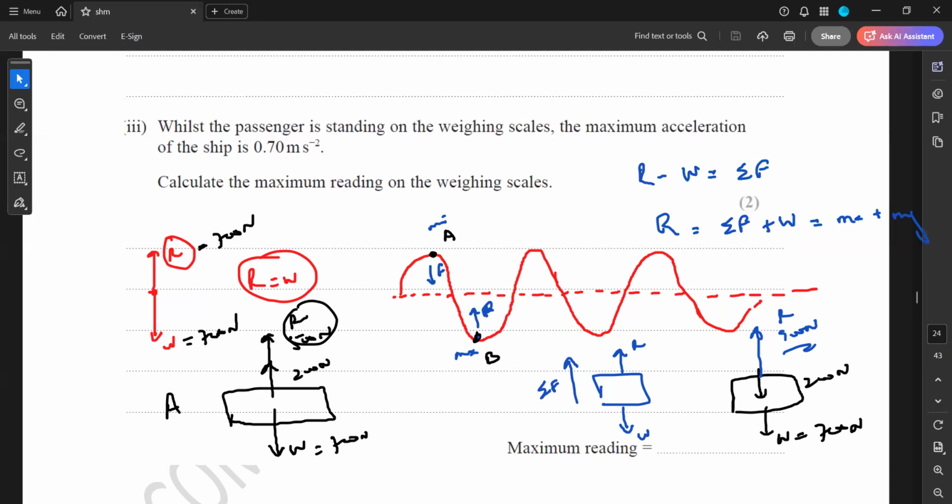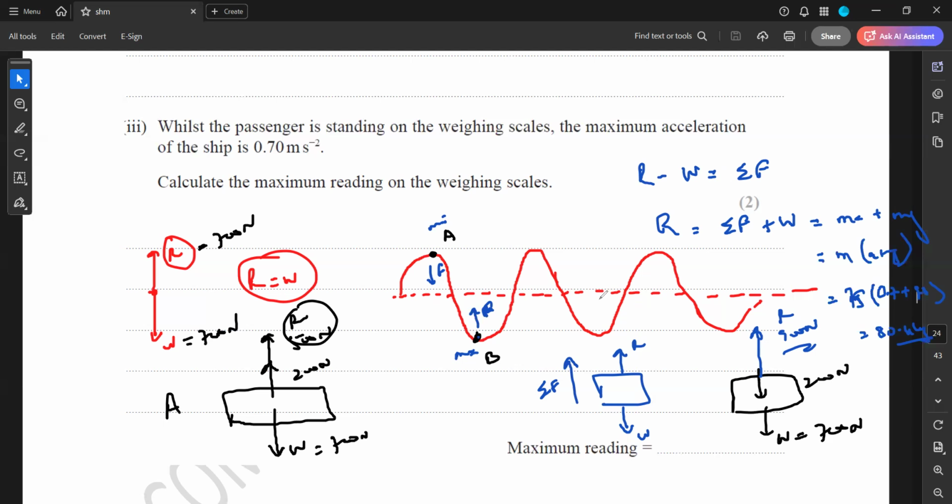Is it clear? So the mass m I can take common, so it will be m times a plus g, where a is the acceleration of the system, which is 0.7, and g is gravity, 9.81. And m is the mass, which was 75 given in the beginning. So we got about 80.4 kilogram. So that's how we get the maximum reading.